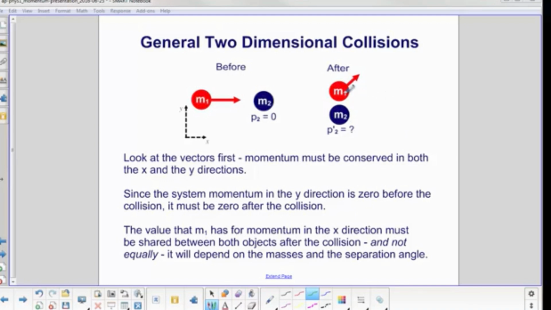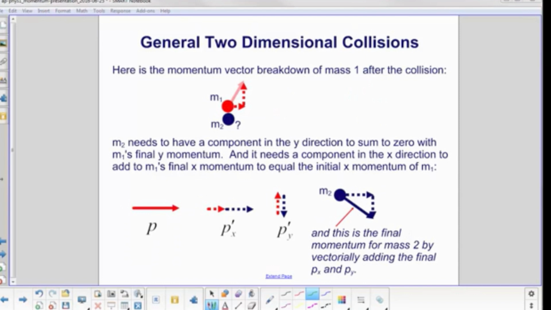See this angle here, m1 makes an angle with respect to x, and then m2 we're anticipating will move something like that. Let's sketch in the vectors. Mass 1 we know moves up in that direction, so we know it has a component of momentum in this direction, which we write over here, and it also has a component in the y direction, and that's what this guy is right here.